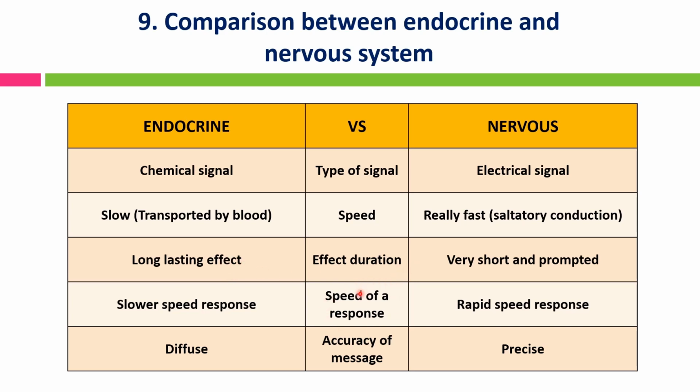Speed of response: the endocrine system provides a slower response and the nervous system a rapid response. The last one, accuracy of the message, is more diffuse in the endocrine system because the signal is spread out, but it is more precise in the nervous system because the neuron transmits directly to the target site.